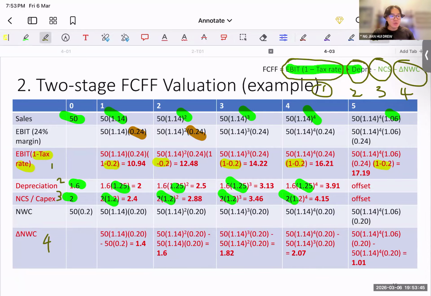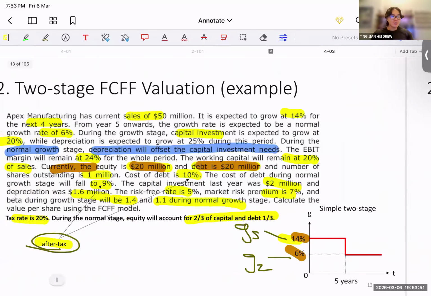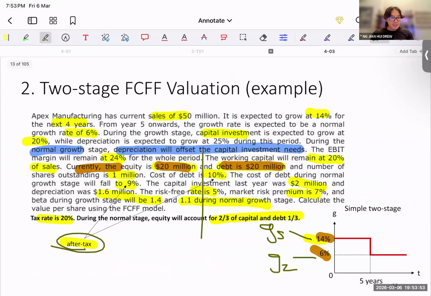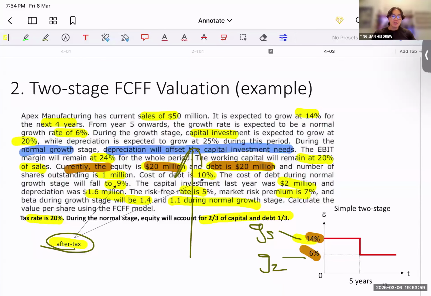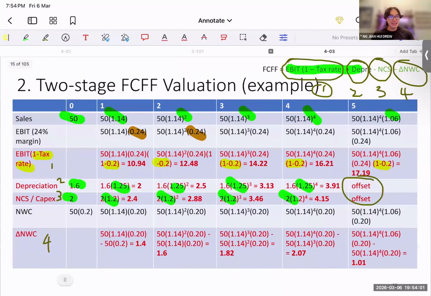However, what's interesting is that there's going to be an offset happening once it hits the normal growth stage. I'm just going to flip back to show you. Remember this offset happening. At normal growth, the depreciation is going to offset your capital investment needs. So it's exactly what's happening here. There's not going to be any more depreciation because it's just going to be offset by the net capital spend, or NCS.